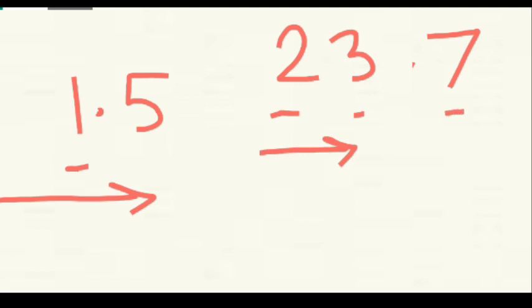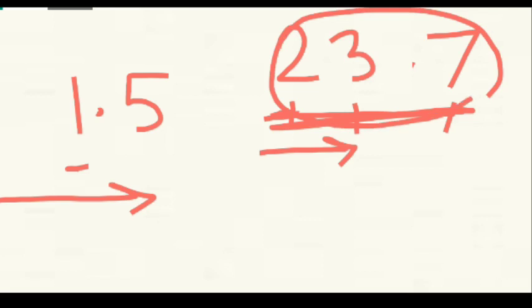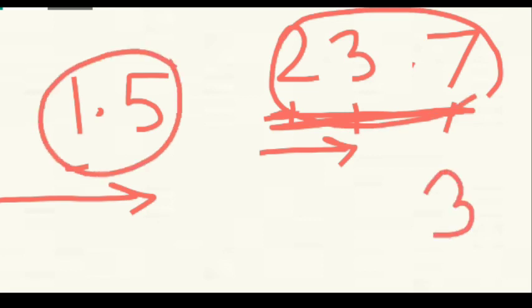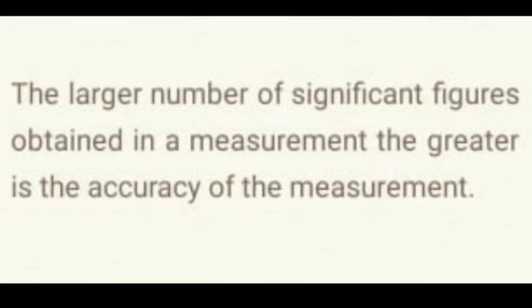We are looking for the digits which give accuracy to the measurement. In this case there are three digits, 2, 3 and 7, and all three are non-zero, so these are significant figures. So the number of significant figures for 23.7 is 3. Here in 1.5, 1 and 5 both give some accuracy, so there are two significant digits. You can remember any definition.